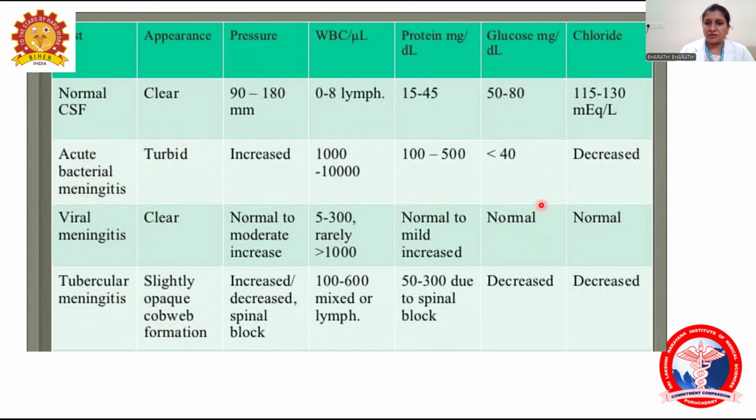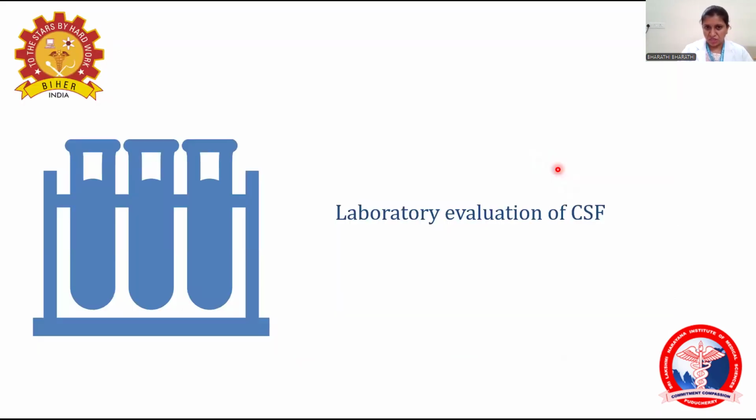But in viral meningitis, it remains normal. It does not decrease. And in tubercular meningitis also, the mycobacterium uses the CSF glucose, so it is also decreased in tubercular meningitis. So this is just a comparison table that tells how we are able to differentiate bacterial, viral, and tubercular meningitis on the basis of appearance, pressure, TLC count, protein, and glucose.